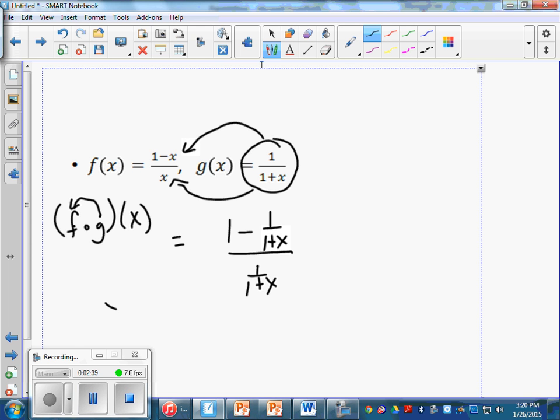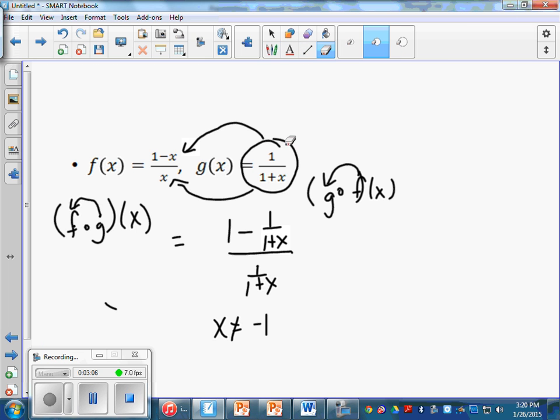Now we do need to talk about domain here. x cannot equal negative 1, because if x were to equal negative 1, I'd be dividing by 0 here, and I'd also be dividing by 0 here. If I ask you, instead of doing f of g, to do g of f of x, what you would do is take that f function and plug it into g where x was. So let me erase what I have up here from the last one.